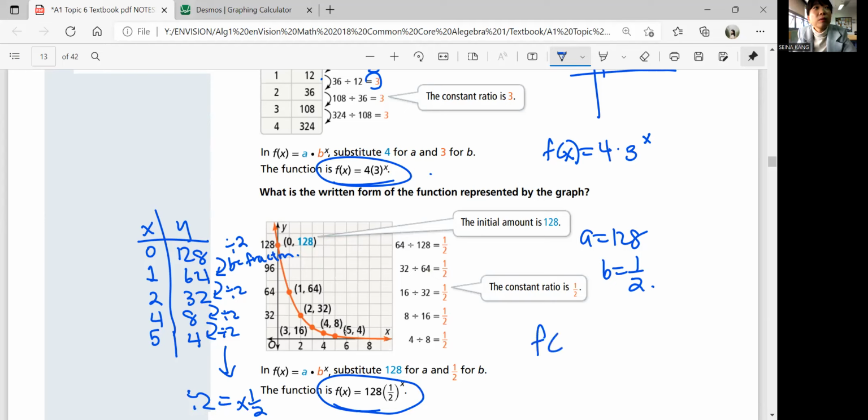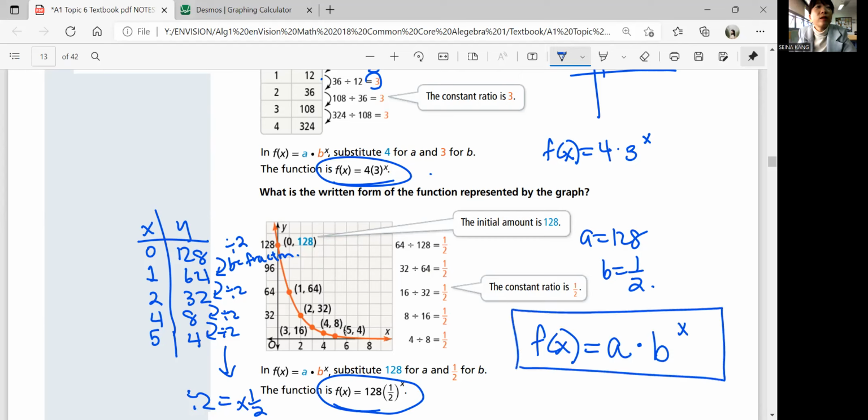So just remember your function notation: f of x is equal to a times b to the power of x. You need to figure out a and b in order to write the function equation completely. There's supposed to be a specific number for a and b. Your x is the only variable in your equation here, along with f of x, of course. You cannot have more than two variables in a coordinate graph.